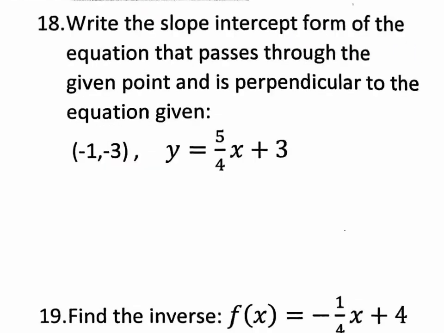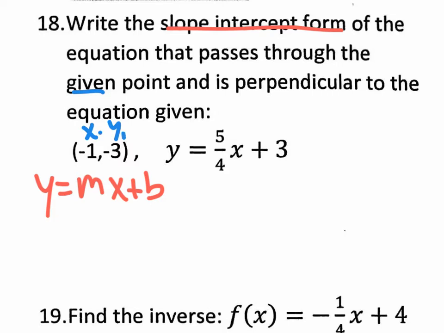Number 18, write the slope-intercept form of the equation. So again, we want it in slope-intercept form. That's y equals mx plus b. And they tell you of the line that passes through the given point. So they give you a point, and here's the point x1, y1. Okay? And they also tell you that your line is perpendicular to the equation given.